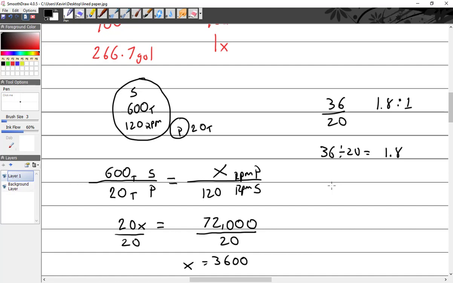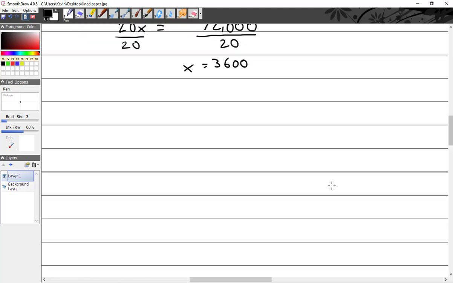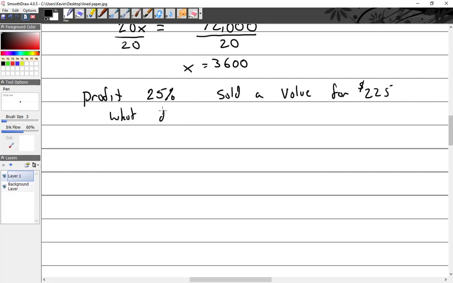Here's one. The parts department's profit. What do you want your profit to be? 25%. So the profit is 25%. So if I sold a valve for $225, what did the shop pay?